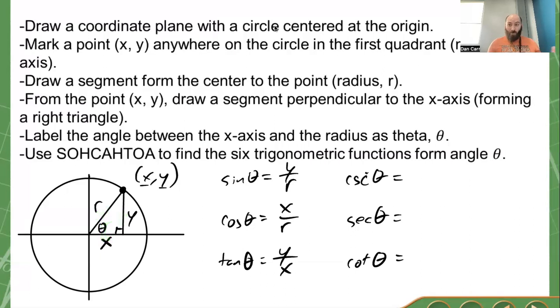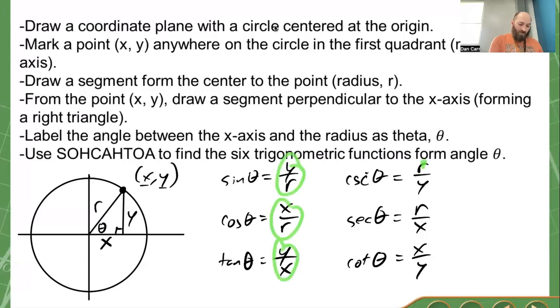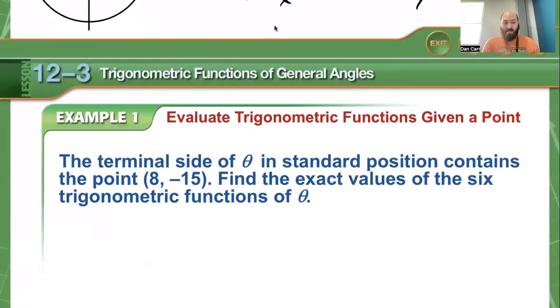When we do our reciprocal ones, don't forget, those are just flipping them. So that means that's going to be r over y for cosecant, r over x for secant, and then x over y for cotangent. So these 6 ratios are going to be helpful for when we do our modeling with our general angles. Okay, it's going to help us evaluate our different trig ratios based on something like this.